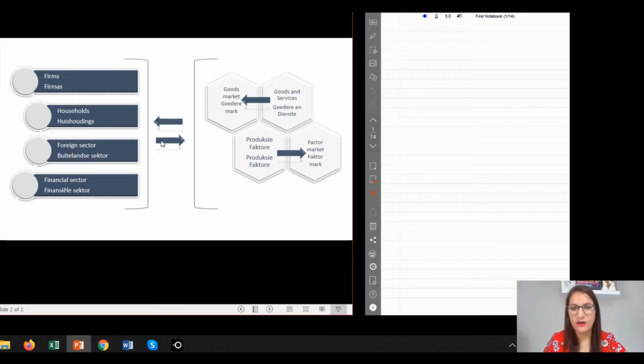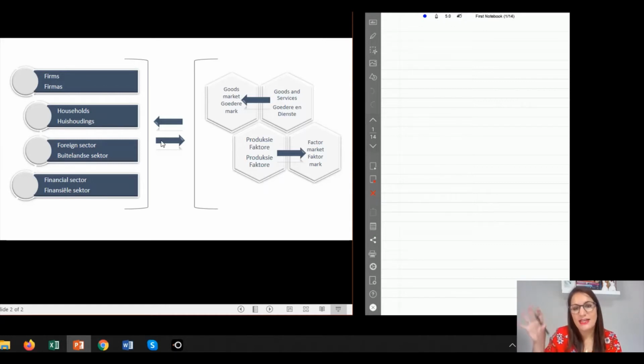And the foreign sector is your exports and your imports, and your financial sector is your middleman: the banks, Sanlam, Old Mutual, Sygnia. It is your financial middleman.